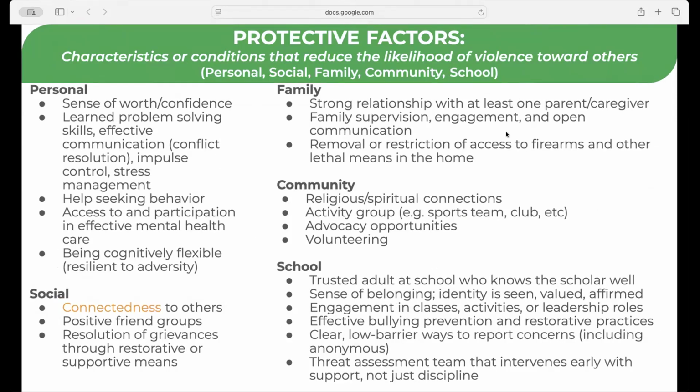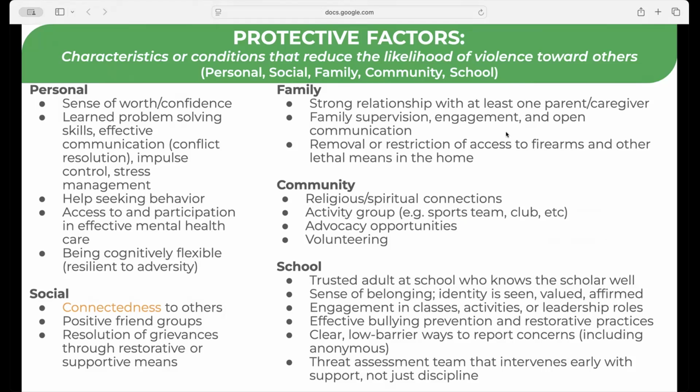And then protective factors are the other side. They're characteristics or conditions that reduce the likelihood of violence. The five domains that we have here include personal, social, family, community, and school. Personal protective factors include sense of worth, learned problem-solving skills, impulse control, help-seeking behaviors, access to mental health care. Social includes connectedness to others, positive friend groups, resolution of grievances through restorative means.